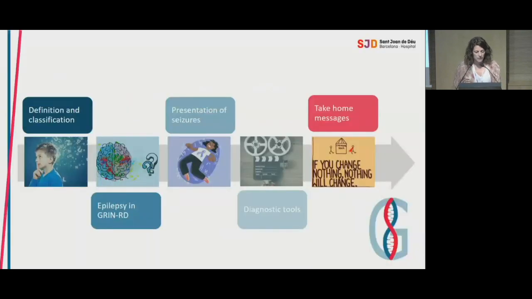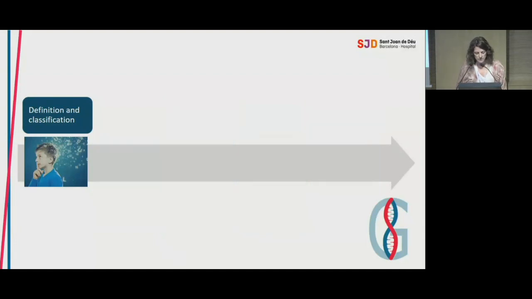This is the outline we are going to follow in this talk. Starting by some definitions and classifications, because we need to know what we are talking about. Then we are going to look at how epilepsy appears in GRIN-related disorders. I will try to show you some examples of how seizures can look. We will try to guess which diagnostic tools we have, and we will finish with some take-home messages.